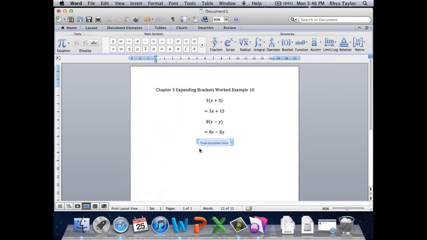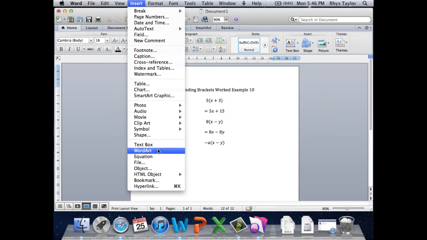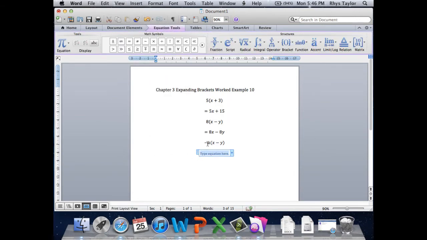One last one for these simple guys, where we've got a negative a. Even more fun. Times x take away y. No numbers at all. But the rule is still the same. Negative a multiplied by x. Negative times a positive is a negative answer, so we've got negative ax. Negative a times negative y. A negative times a negative is a positive ay.